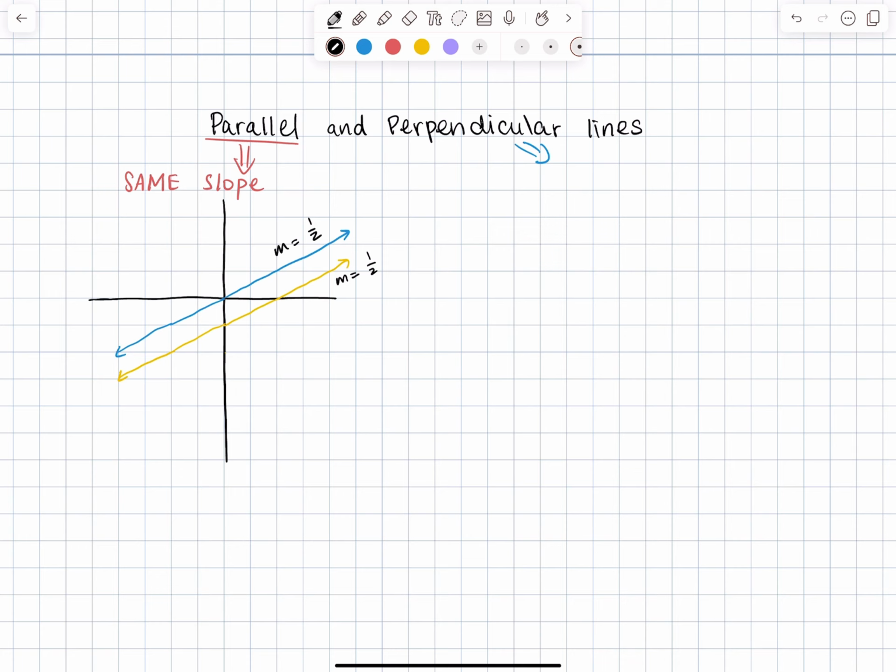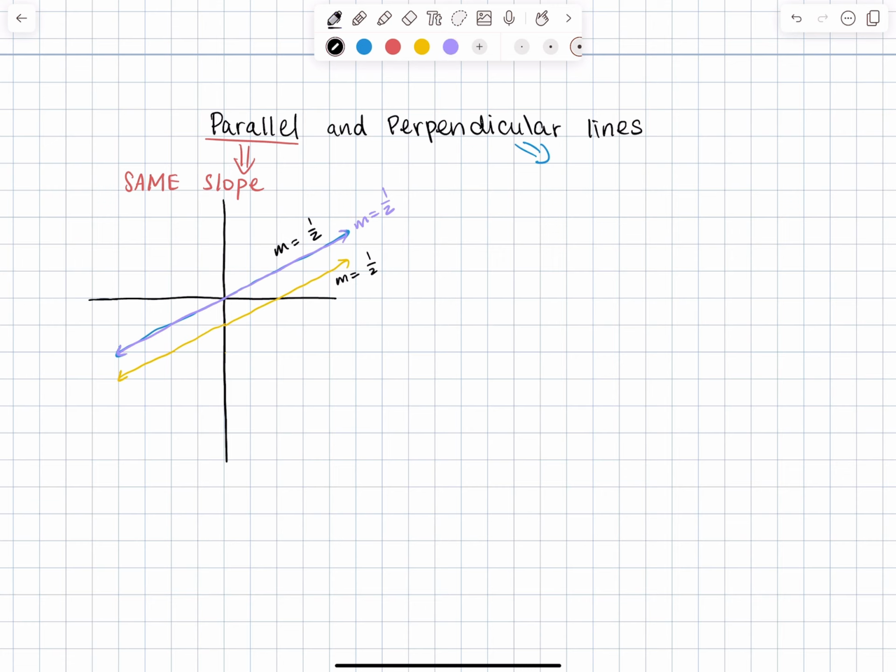Now, what if they overlapped each other completely? So when they overlap completely, so let's say there's the purple function that overlaps the blue function completely. It also has the same slope, right? Because it overlaps completely. So this would be parallel as well. So all three lines are parallel in this case.